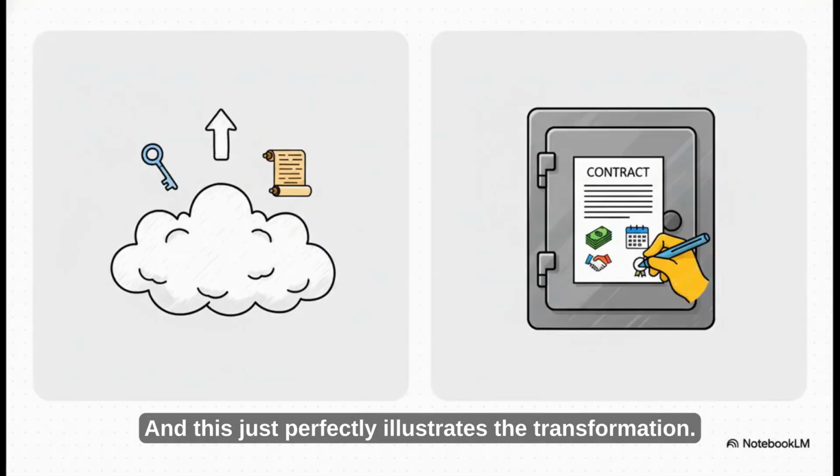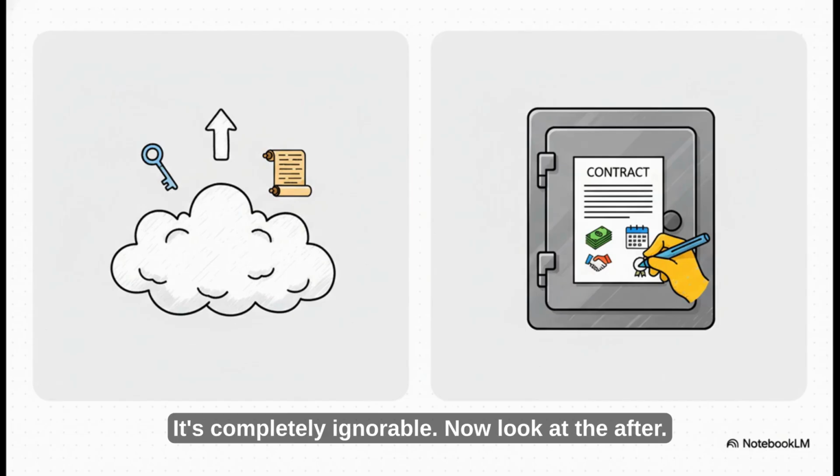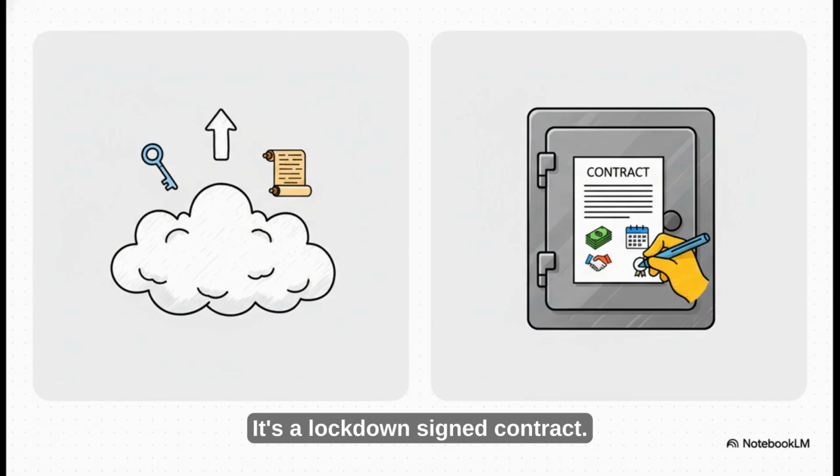And this just perfectly illustrates the transformation. Look at the before. Unlock your potential. It's vague, it's cloudy, it's just poetry. It's completely ignorable. Now look at the after. It's a lockdown signed contract. It's solid, secure, and incredibly specific. It spells out the outcome, the timeline, and the stakes. The first one is a wish. The second one is a guarantee. One is basically begging for attention. The other makes yes feel inevitable.